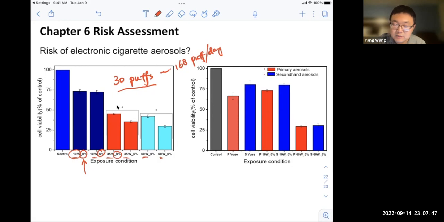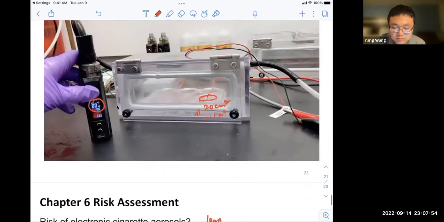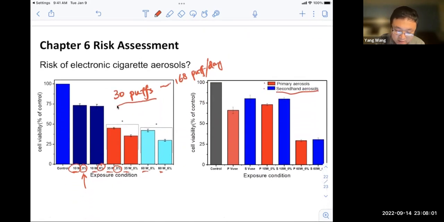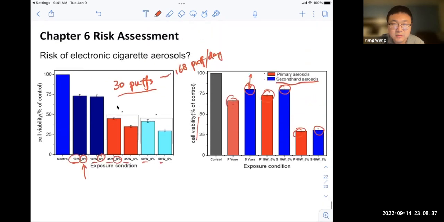So we generated some simulated secondhand aerosols and introduced them into the chamber and exposed them to the cells. You can see that for the secondhand aerosols, indeed, they can have a higher viability. If you compare this one and this one, the blue one represents the secondhand smoke. The blue one is always a little bit higher than the red one, but the secondhand aerosol can still reduce the viability. It's at least not 100%, which means that even if you're not using the e-cigarette, and you have friends or family using e-cigarettes, their exhaled aerosols can still be quite toxic to you.